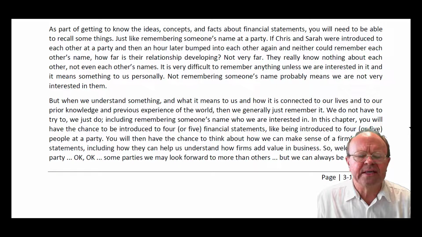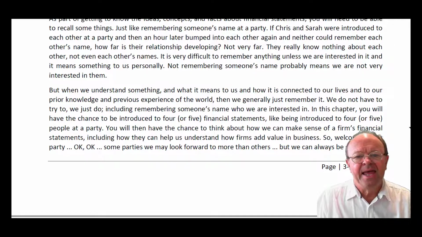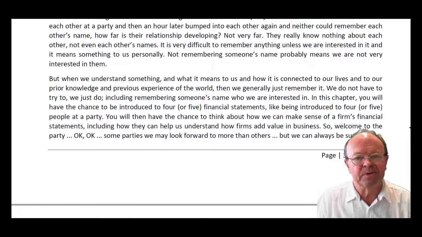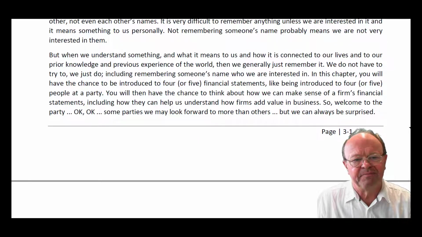As part of getting to know the ideas, concepts and facts about financial statements, you will need to be able to recall some things, just like remembering someone's name at a party. If Chris and Sarah were introduced to each other at a party and then an hour later bumped into each other again and neither could remember each other's name, how far is their relationship developing? Not very far. They really know nothing about each other, not even each other's names. It is very difficult to remember anything unless we are interested in it and it means something to us personally. Not remembering someone's name probably means we're not very interested in them.